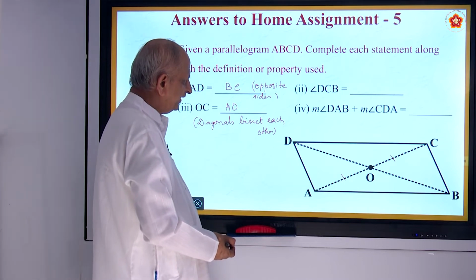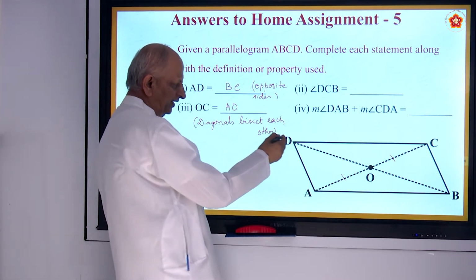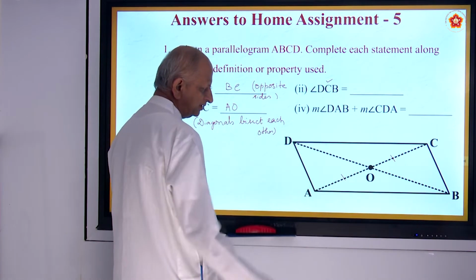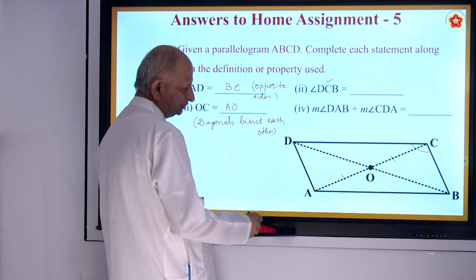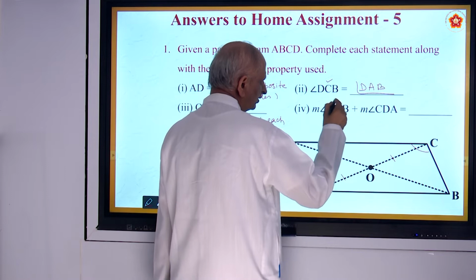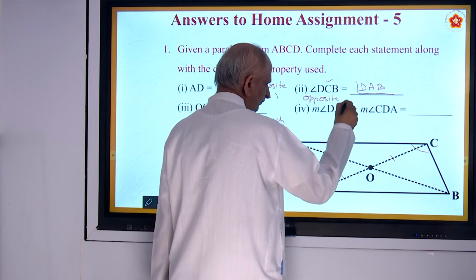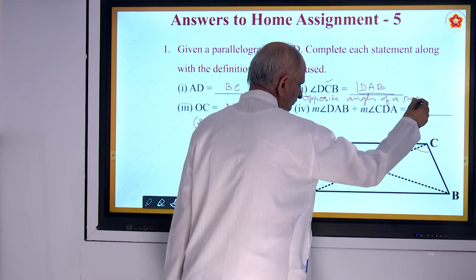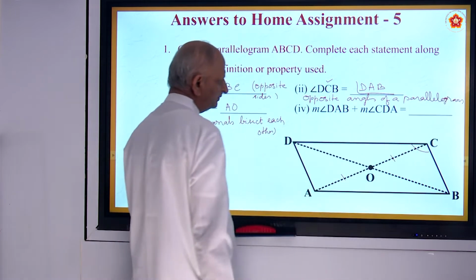And next, angle DCB, come on, show it. Where is your DCB? D is here, C is here, B is here. Always the middle one is taken as consideration. So angle DCB they are asking. It will be equal to DAB, correct? Why? They are the opposite angles of a parallelogram. Opposite angles of a parallelogram are equal. Opposite sides are equal, opposite angles are equal, correct.